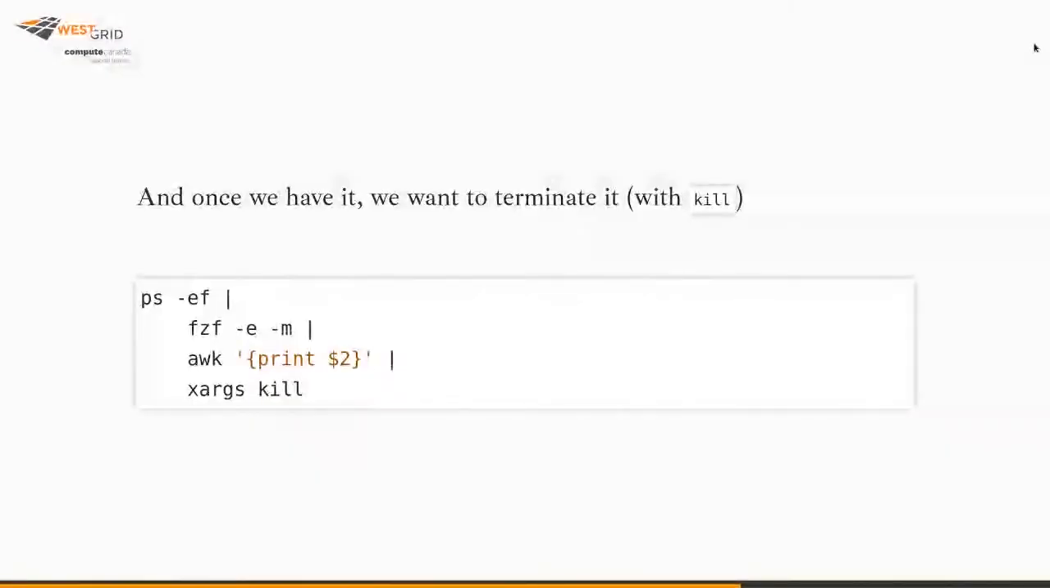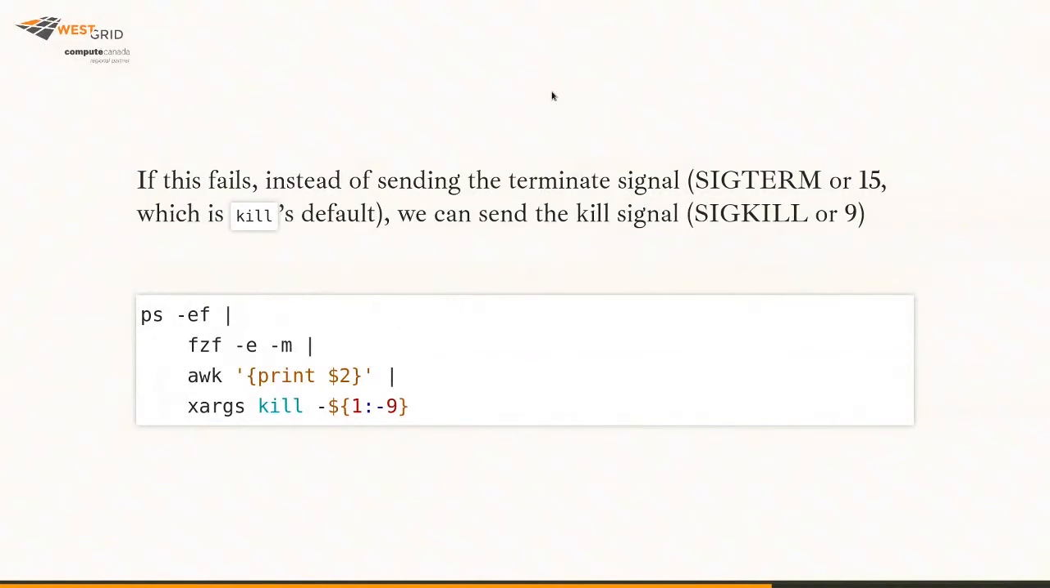If things don't work with SyncTerm, and if you want to really kill some processes, you could use SyncKill, which has the flag 9. By default, the flag was 15, so we could have added flag 15, but it was unnecessary. 9 has to be added, and you can add it this way.